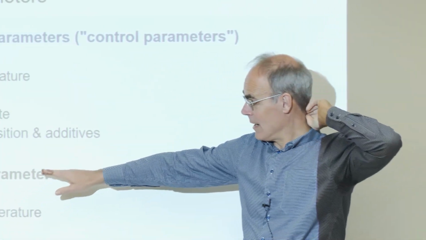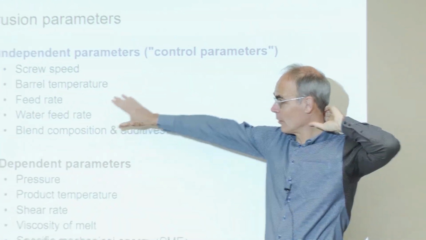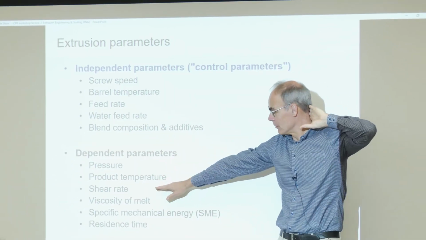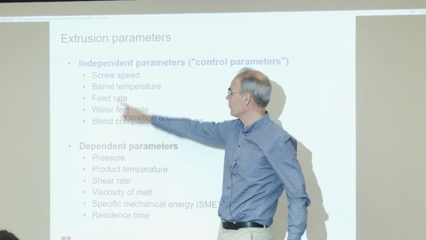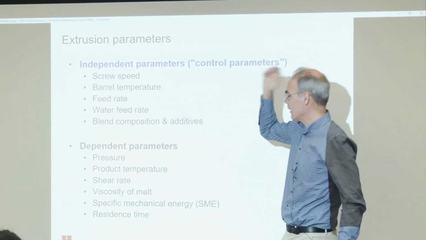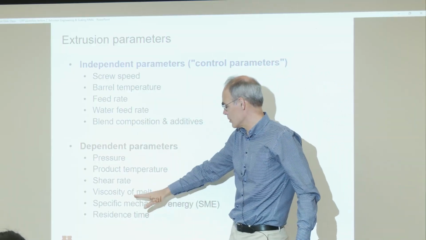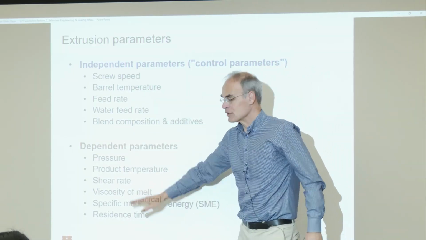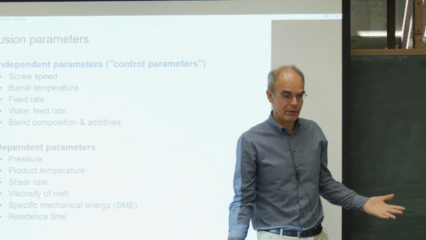It's not an independent parameter. It results from what we do here. The shear rate is actually targeted by the screw speed. That's the easiest one, so we can actually control it over the screw speed. The viscosity of the melt, that's a material property.